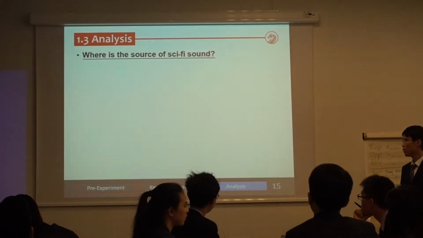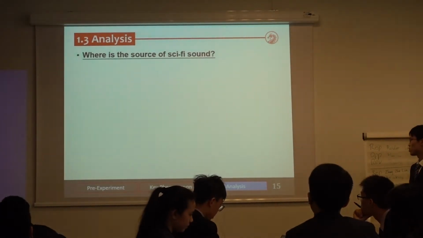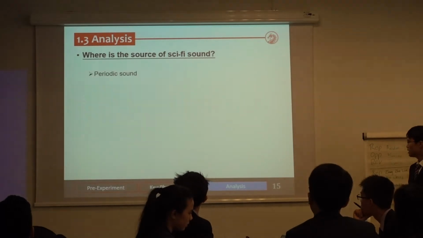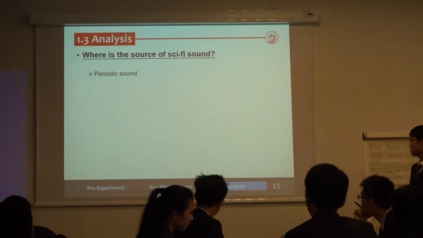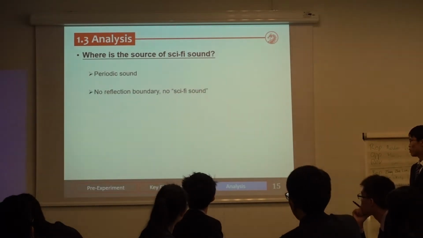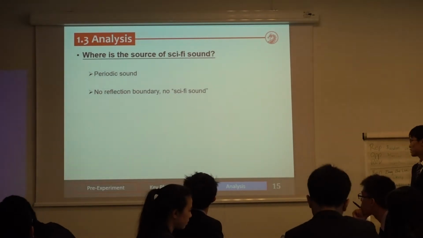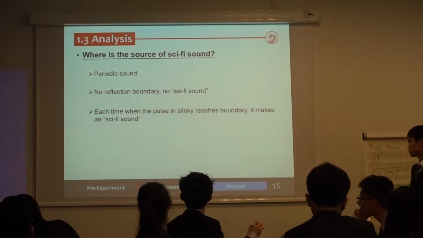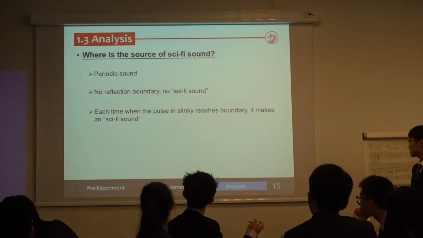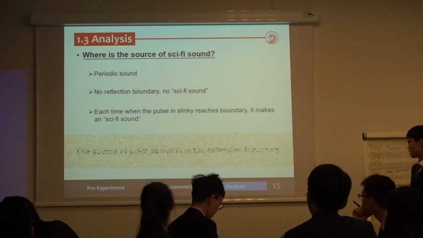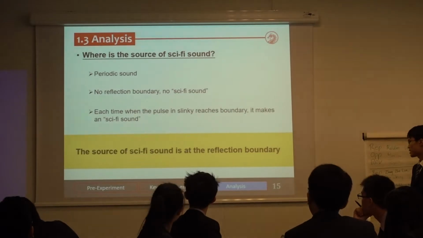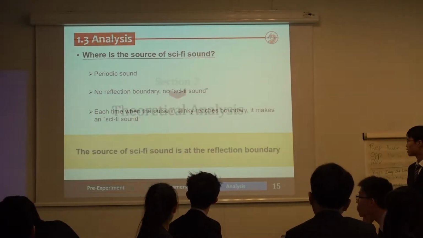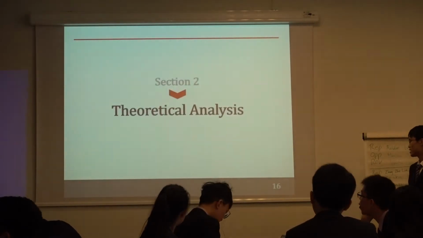So let's ask the key question: where is the source of the sine phase sound? First, I found it's a periodic sound, and if I remove the reflection boundary, there will be no sine phase sound. Each time the pulse in the slinky reaches the boundary, as you see in the video, it makes a sine phase sound. So I conclude that the source of the sine phase sound is at the reflection boundary. And now we choose periodical analysis.